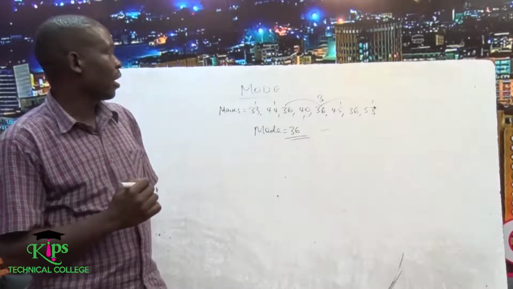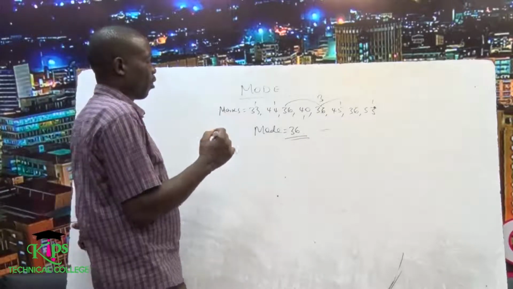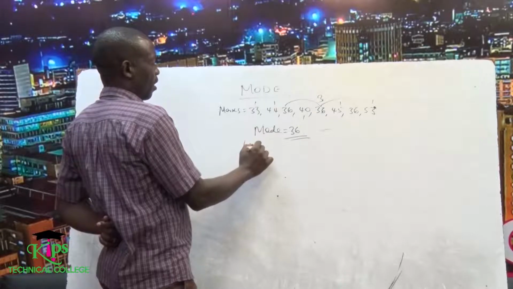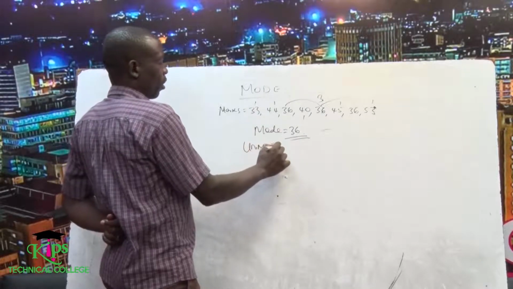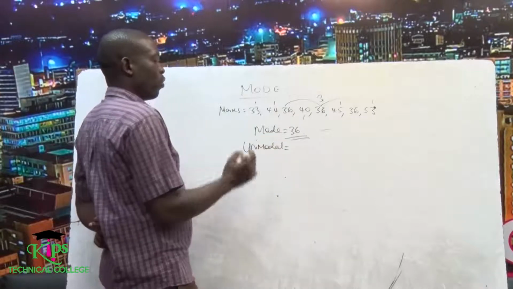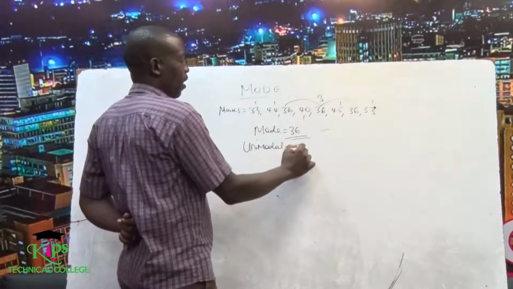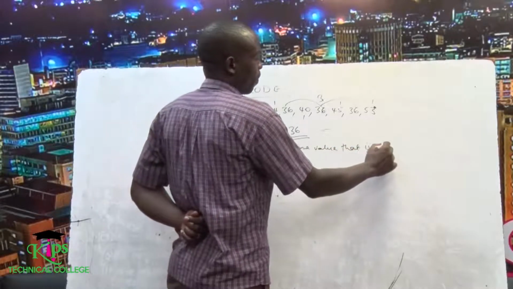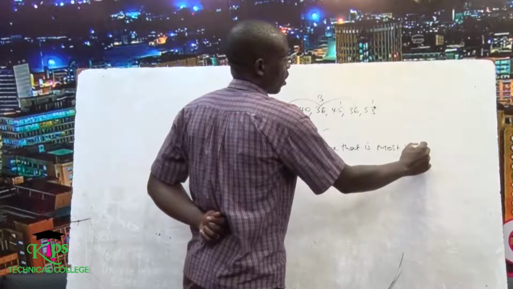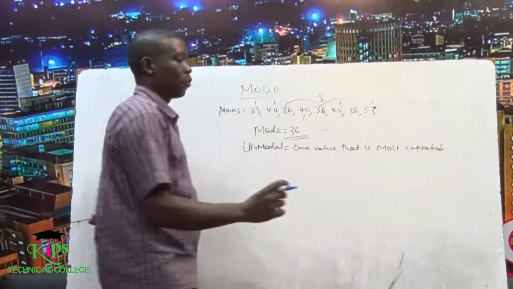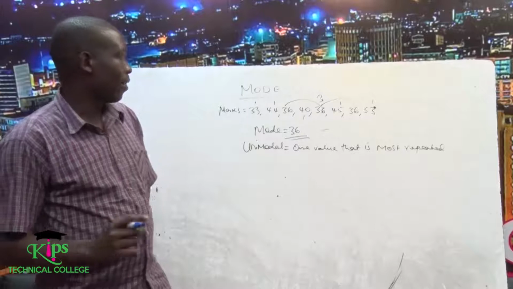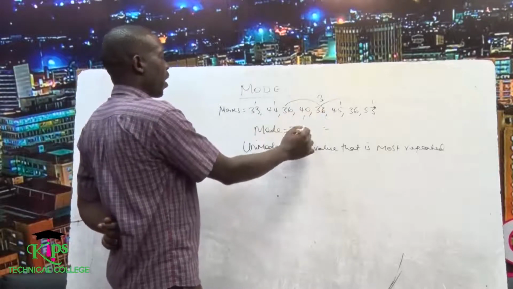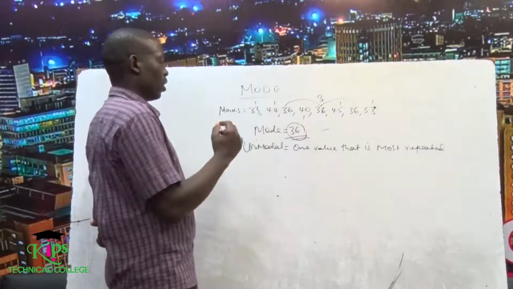A set of data can have the following kinds of modes. A data can be unimodal. Unimodal simply means that it has one value that is most repeated. If the data has one value that is most repeated, we normally say it is unimodal. A good example is what we have here, where only 36 was the most repeated.